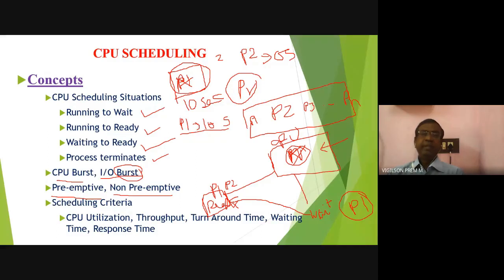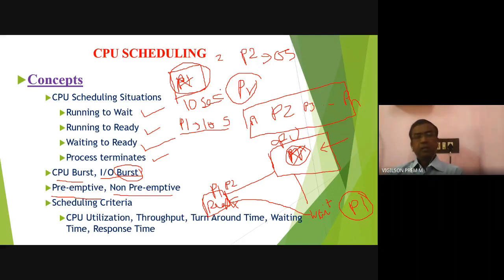Okay, by any means, whatever may be the situation. If it supports non-preemptive, once a particular process is allotted the CPU, it can come out only after 10 seconds. So preemptive means the current process can be suspended. Non-preemptive means the current process cannot be suspended until its completion.